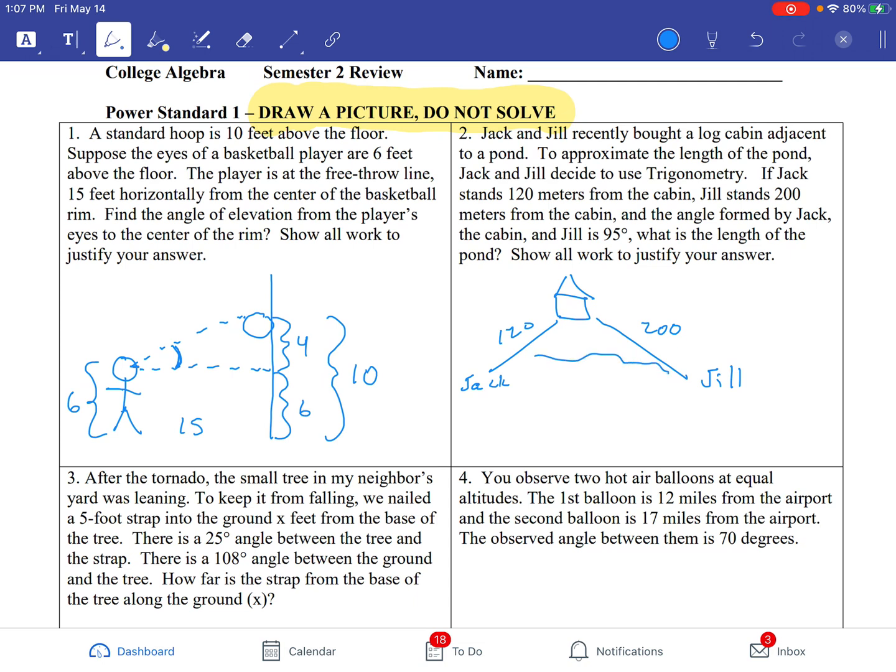Here's the pond. And the angle formed by Jack, the cabin, and Jill is 95 degrees. So the important piece of this is the fact that the cabin is between Jack and Jill. So here's Jack, here's Jill, but it says the cabin is in the middle, which means that's where the 95 degrees is. And there you go. That's what you've gotten. There's your picture.